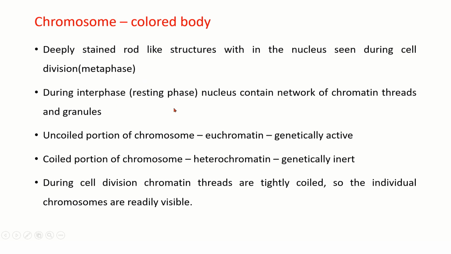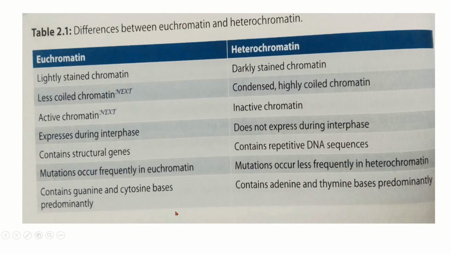During interphase, which is the resting phase, the nucleus contains a network of fibers called chromatin threads, in the form of threads or granules. The uncoiled portion of the chromosome is the euchromatin, which is genetically active, and the coiled portion of the chromosome is the heterochromatin, which is genetically inert. During cell division, the chromatin threads are tightly coiled, so the individual chromosomes are readily visible.